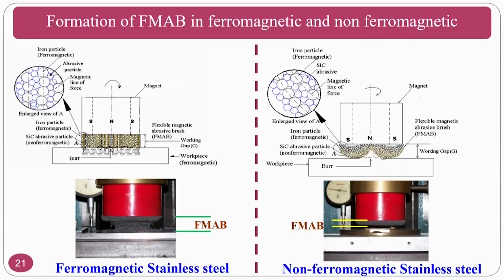Now, the difference between ferromagnetic and non-ferromagnetic material, you can see here, the flexible magnetic abrasive brush is very strong in case of ferromagnetic, but not in case of non-ferromagnetic, and there will be adherence formation in the ferromagnetic, but not in case of non-ferromagnetic, but both the cases depend on your application, you have to use this particular process.